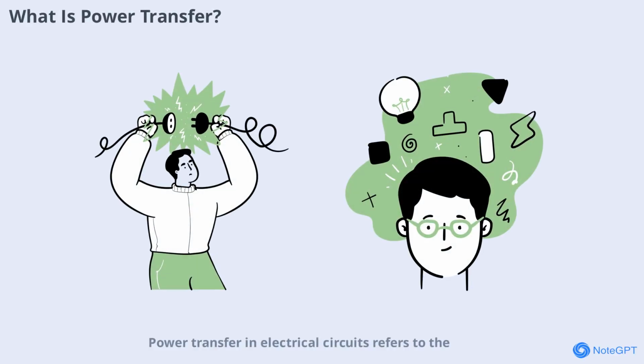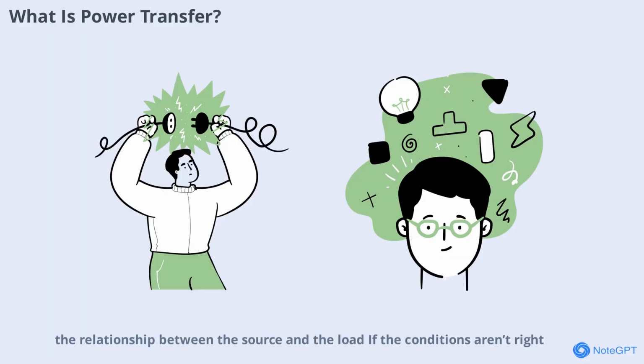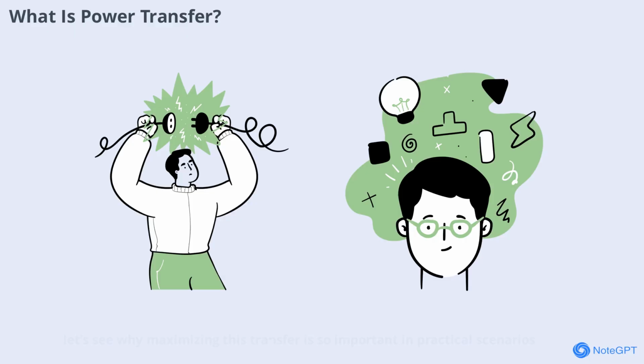Power transfer in electrical circuits refers to the process of delivering electrical energy from a source, like a battery or generator, to a load, such as a resistor or device. The efficiency of this transfer depends on the relationship between the source and the load. If the conditions aren't right, much of the energy can be lost as heat or wasted, reducing overall performance. Understanding how to optimize this transfer is key for engineers who want to design circuits that are both powerful and efficient. Now, let's see why maximizing this transfer is so important in practical scenarios.